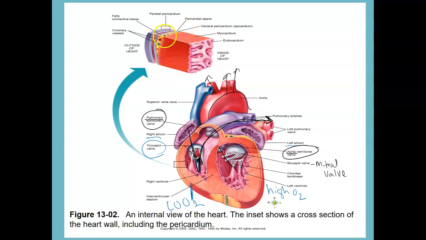Instead, we have this visceral pericardium over here, and this is where we're going to find the coronary blood vessels. So oxygen enters through the coronary arteries, and the coronary veins take away carbon dioxide that's generated by the cardiac muscle cells. Now, these muscle cells are contracting every minute, every second of every day that you're alive. So these cells require a tremendous amount of oxygen to generate ATP.